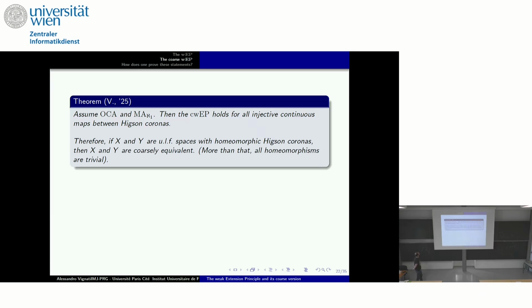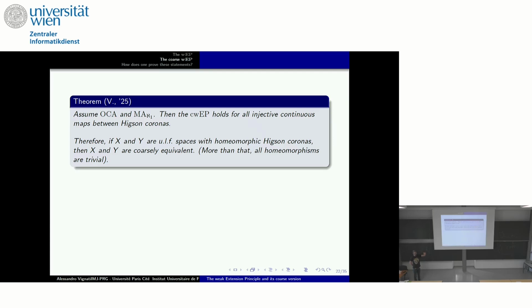But it's enough to deal with homeomorphisms, obviously. If I have homeomorphic coronas, I get the same space, so coarsely equivalent spaces. And in fact, all homeomorphisms are trivial. I can formulate these for injections. For non-injective maps, I do get nice lifts.